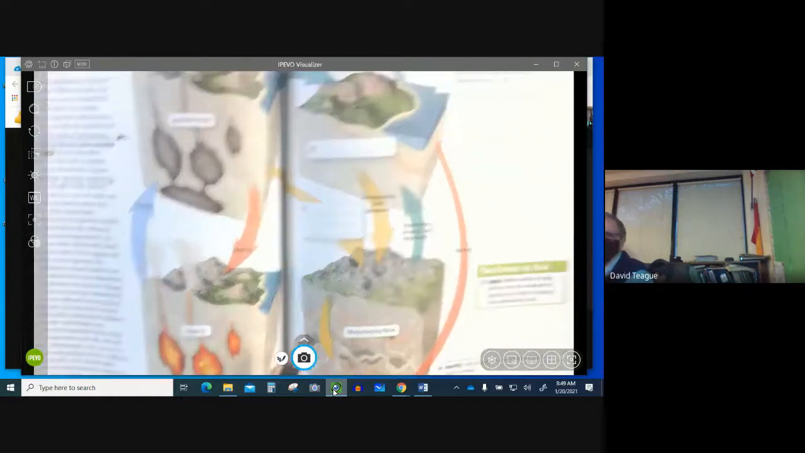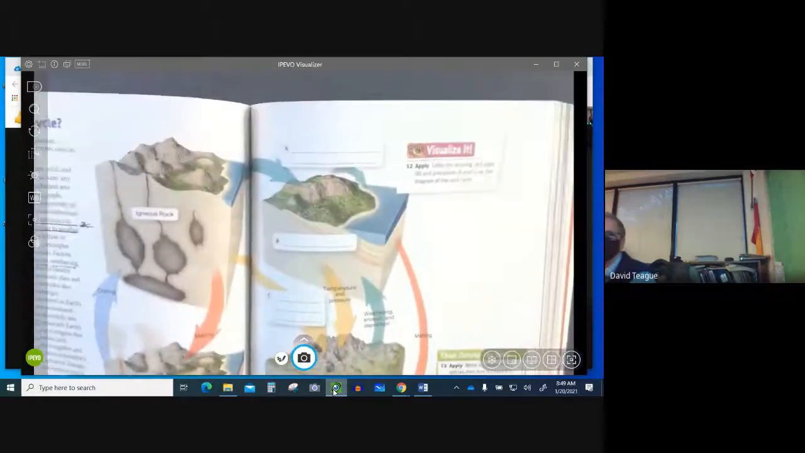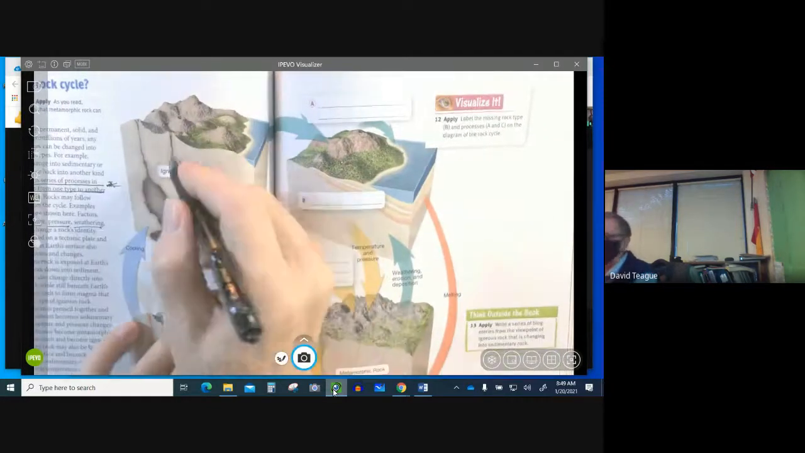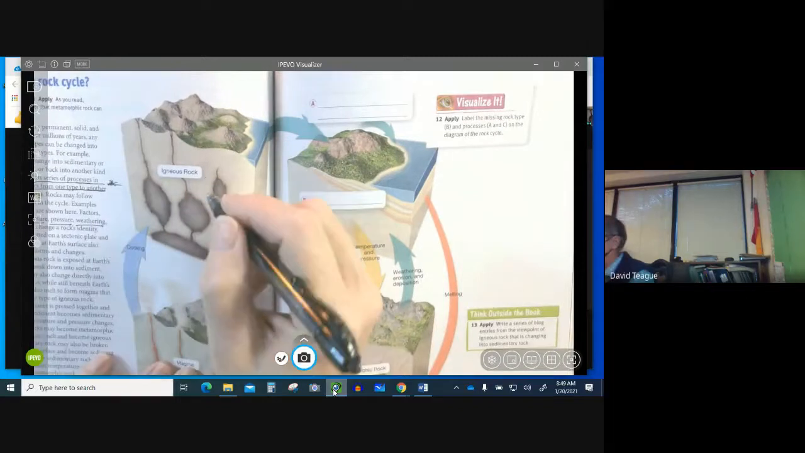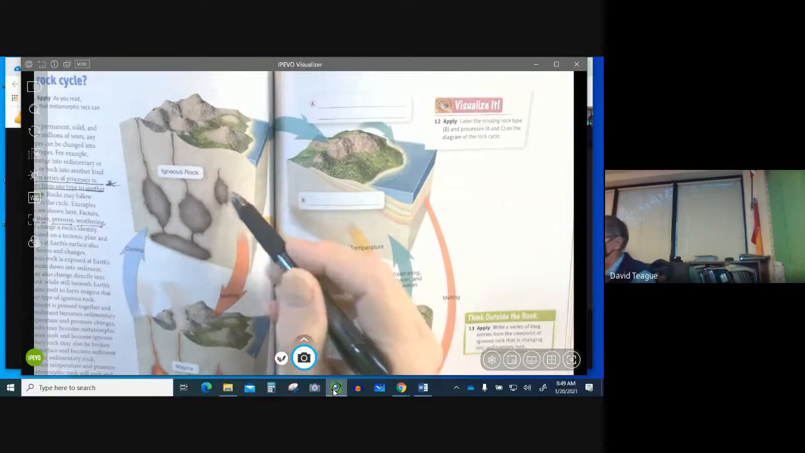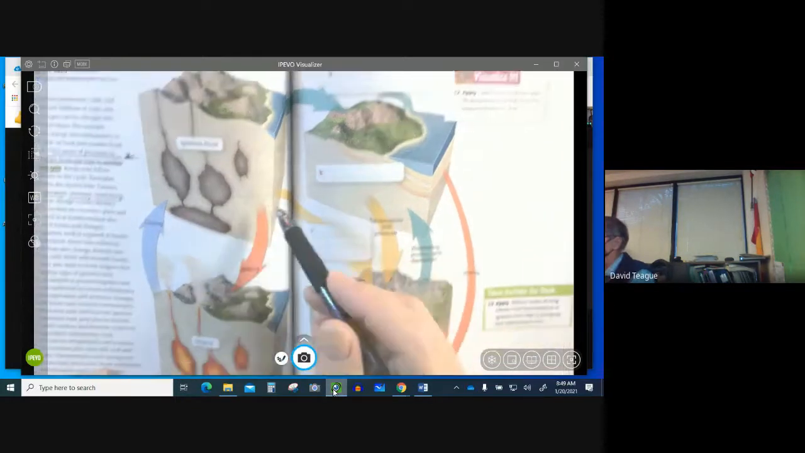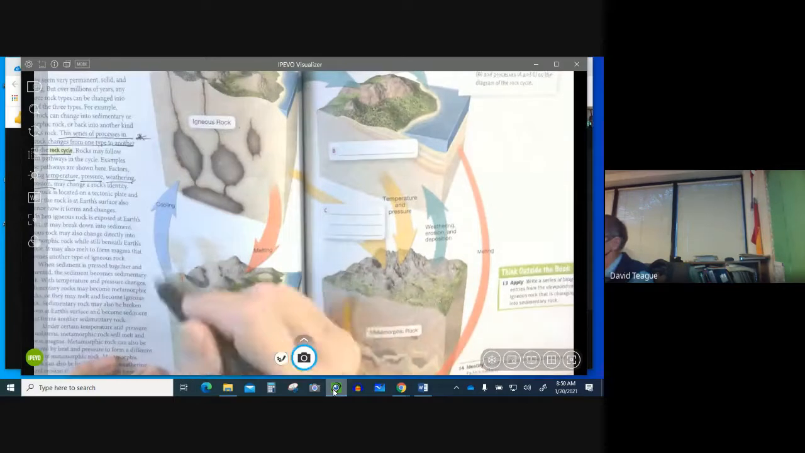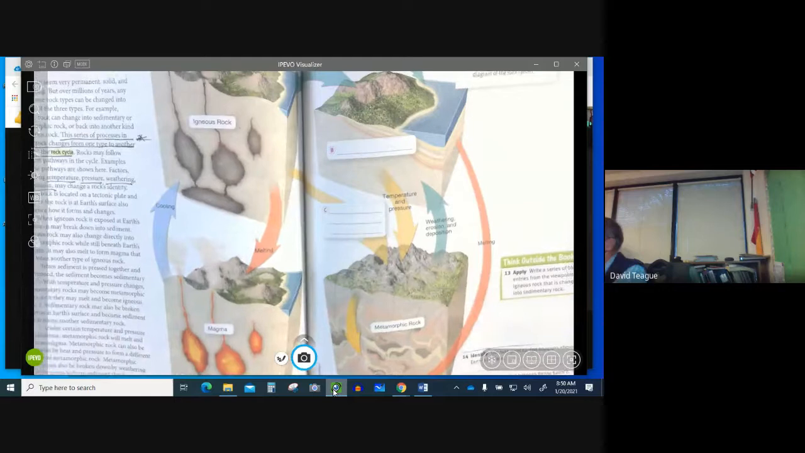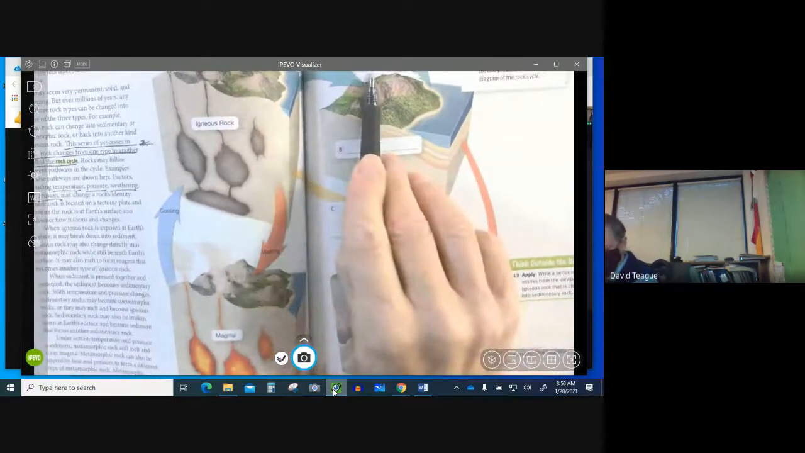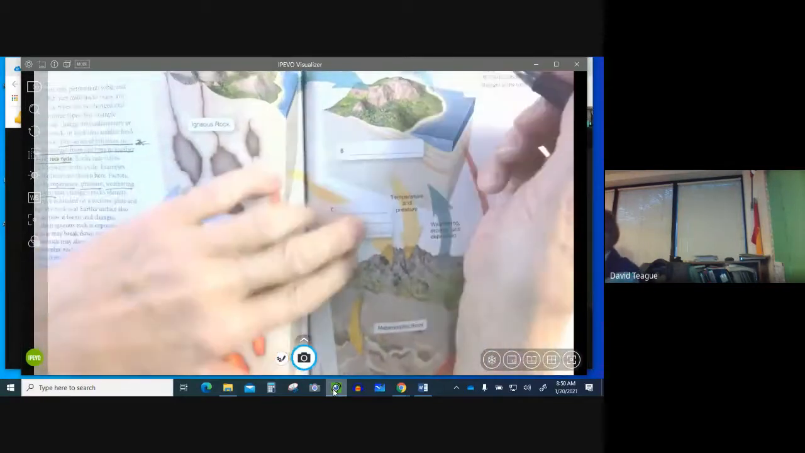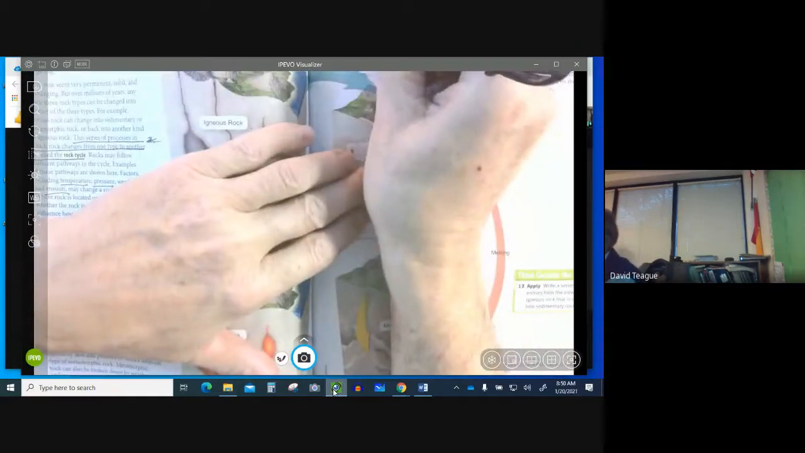Okay, so if we go over to page 373, right, we have some pictures here. If you notice, we have igneous rock here, right? And it's showing it's melting, it's cooling. So you kind of have this cycle going on. Okay, so A is weathering, right? So the wind and the rain hits this and it breaks it down. So A is weathering.